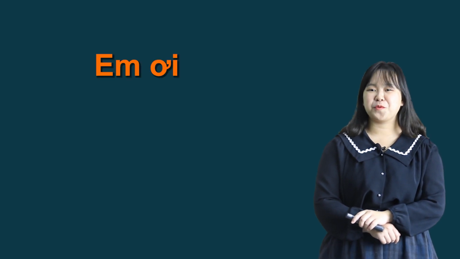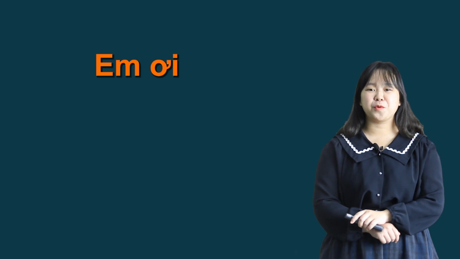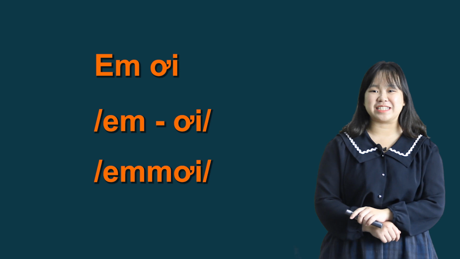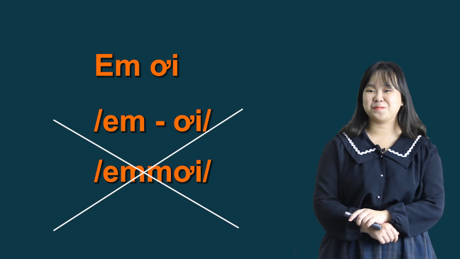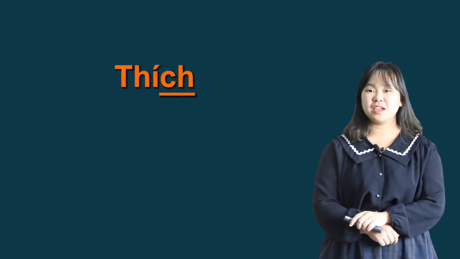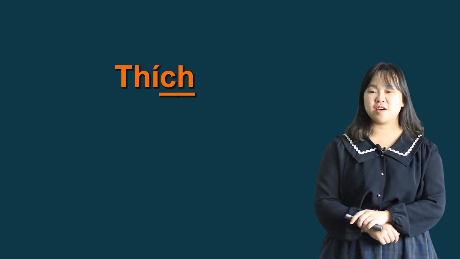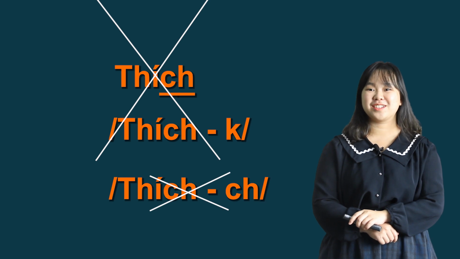For example, we have the word em ơi. We will read it clearly like em ơi. We do not connect the sounds into em ơi. Okay? Secondly, the final sound is not pronounced out loud. It is just used to close the syllable. For example, we have the word thích. You can see that this word ends with the consonant ch, but we do not pronounce it out loud. It is just thích.